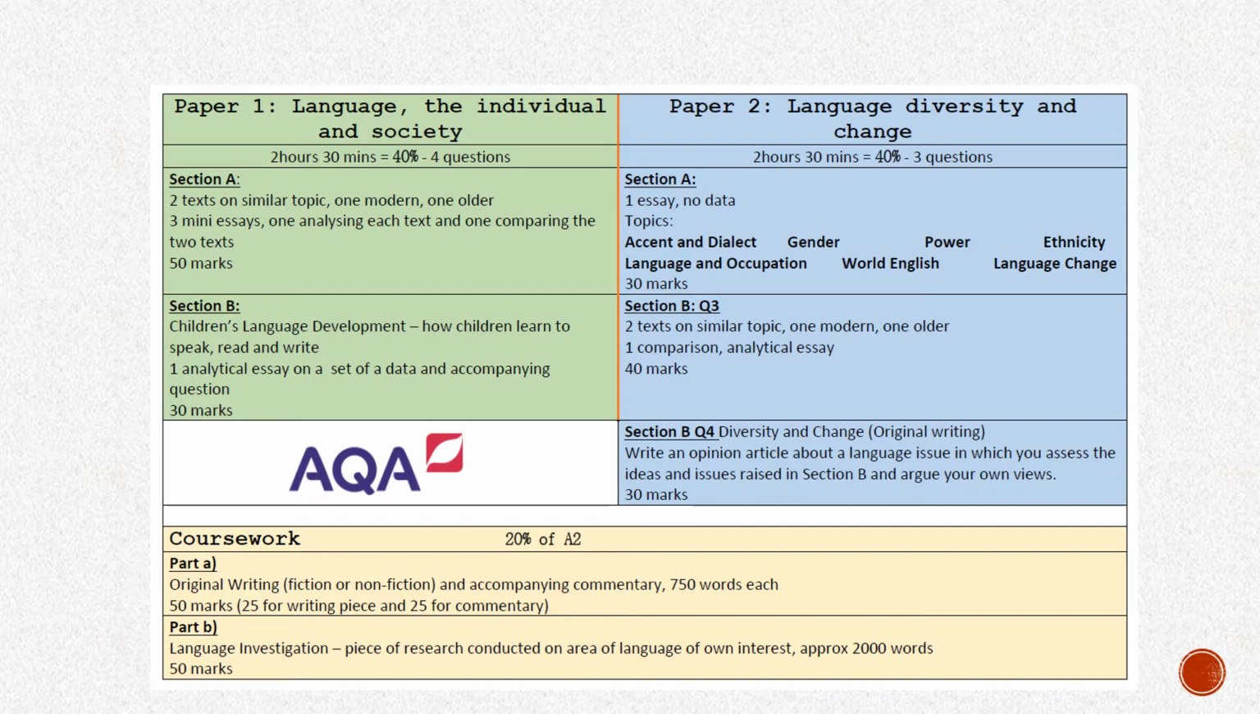We'll study a variety of different topics of language in society, and so we'll look at things like accent and dialect and gender and how stereotypes are portrayed using language. We'll look at how language has changed since it began and how things like the internet have increased that change.